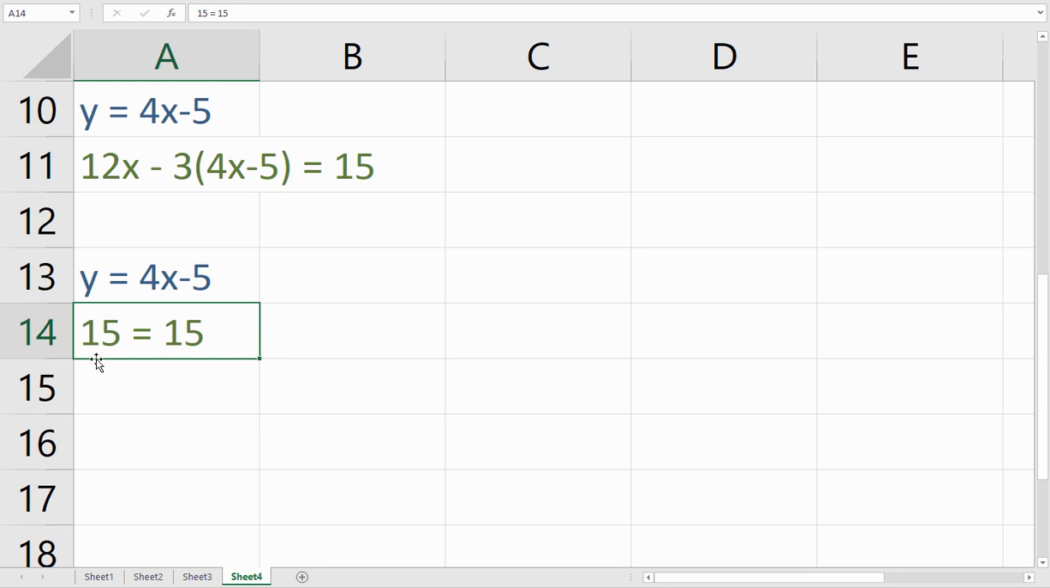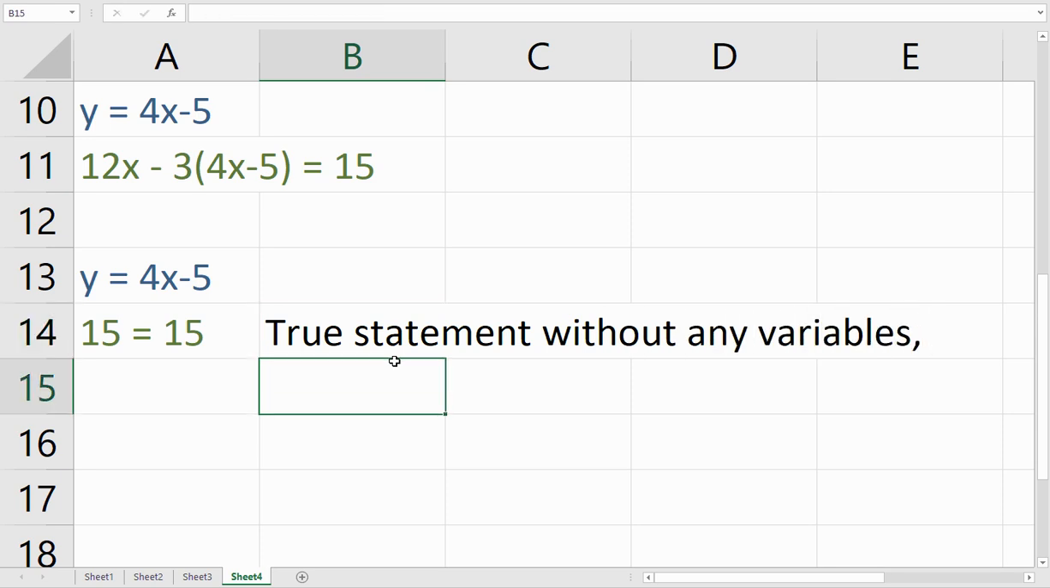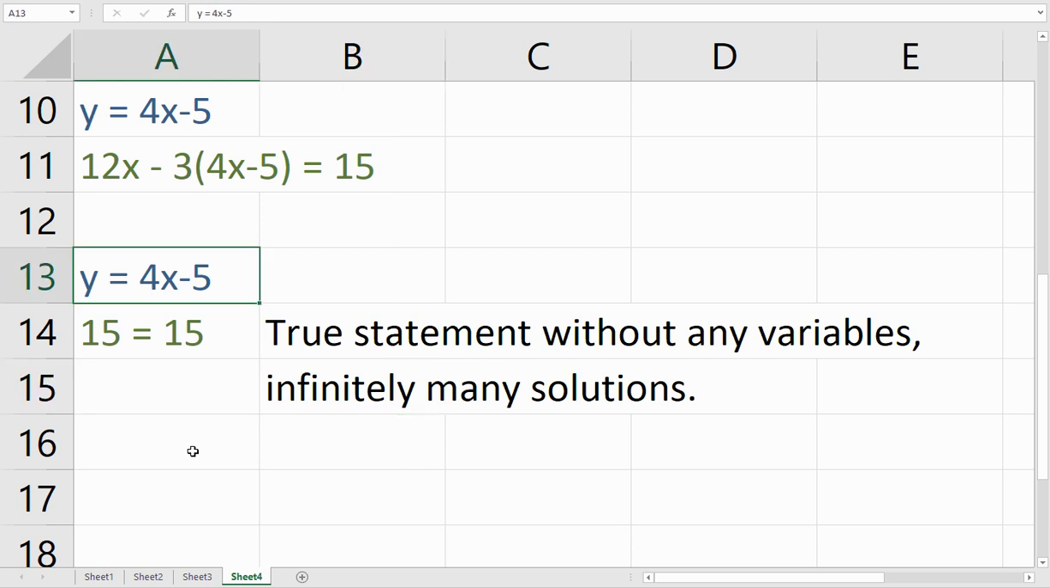And it intersects itself everywhere. It's a weird way to say it, but basically not all real solutions, but infinitely many solutions. Okay, so a true statement without any variables means you have infinitely many solutions. But it's not all real solutions, it's not all points that you could ever graph on an xy plane. It's specifically just the points that lie on this line, right?